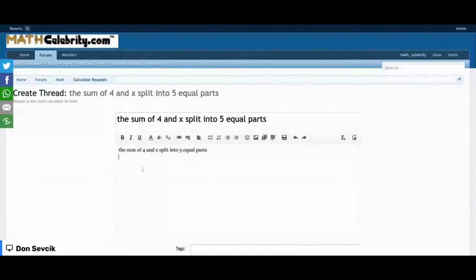Some students and parents get tripped up on this sometimes, the phrase split into. Whenever you see the phrase split into, think of divide or divided by. Sum, okay. The sum of x and 4 means we add 4 to x, x plus 4.